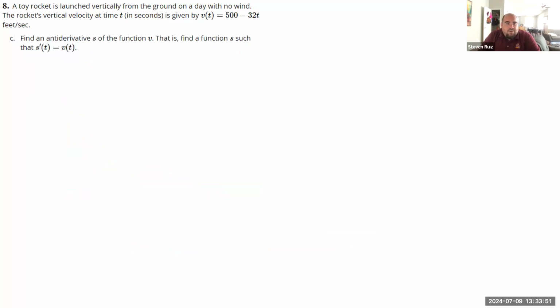Part C, find an antiderivative S of the function v. So we've been doing derivatives all class long. Now we're taking your derivative rules and turning them around. Instead of finding a derivative function, I'm going to give you a function, and you find me a function whose derivative is that. So, just like with derivatives, we can take this a term at a time. First term is constant. What kinds of functions have derivatives that are constants? Well, those are linear functions. So specifically a function with a slope of 500. So I'm going to say that 500t is my first term.